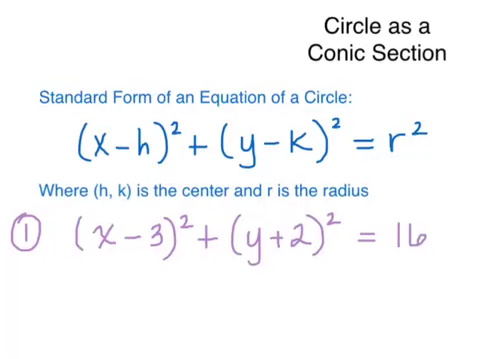In this section, we're going to look at circles as a conic section. The standard form of an equation of a circle is (x minus h) squared plus (y minus k) squared equals r squared. And this is very similar to an ellipse. It's got the x minus h, it's got the y minus k, each being squared with a plus between them. And the difference is it's got an r squared over here, which is the radius of the circle.